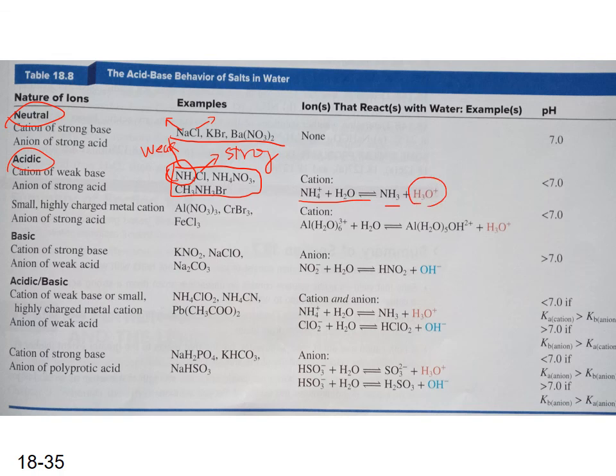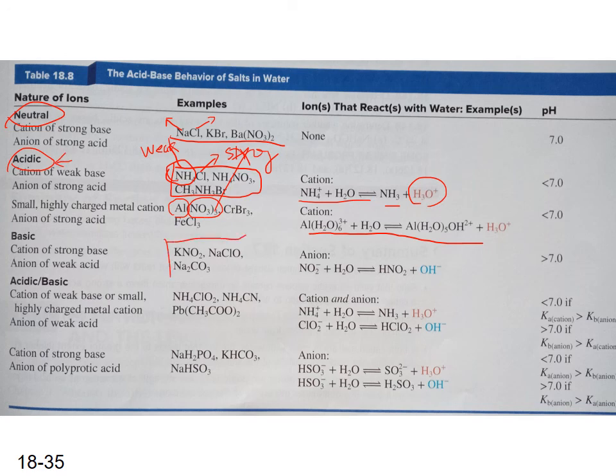Now if the cation is a small, highly charged metal cation, then it can hydrate like this one. So it also gives you an acidic solution.